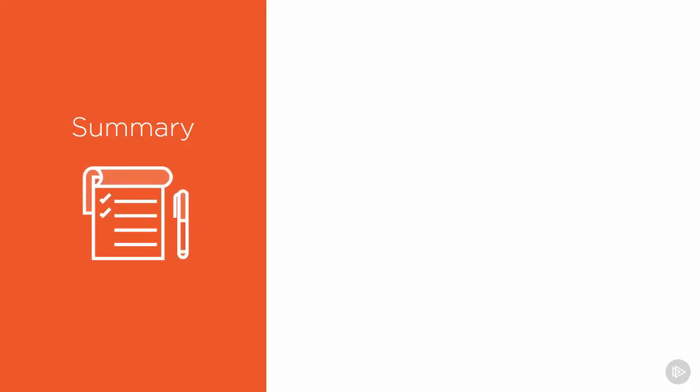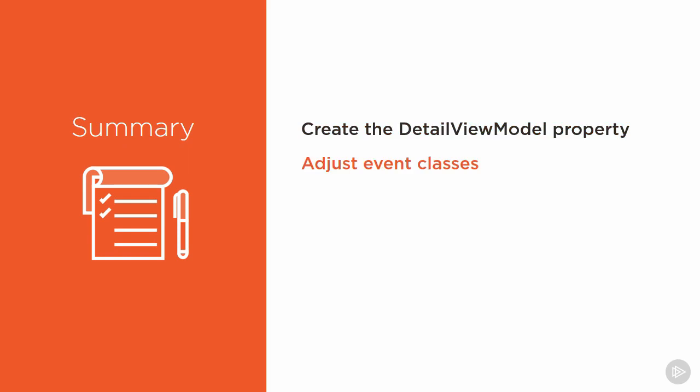At the beginning of this module, you learned how to create the Detail View Model property in the main view model, and we have also introduced the IDetailViewModel interface, which is the type for this property. Now this property can be used with any IDetailViewModel and not just with the FriendDetailViewModel. You have also learned how to adjust the friend-specific event classes in the Friend Organizer application so that we can use these event classes also with different DetailViewModels.